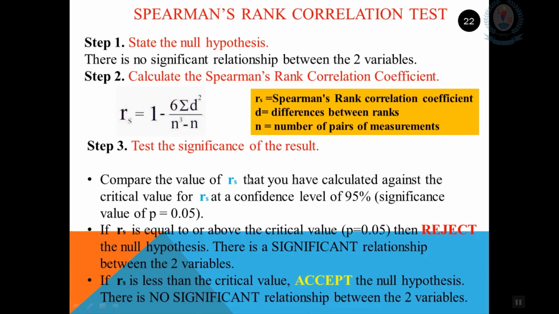So there are a few types of statistical tests that we are going to discuss. The first test type is Spearman's rank correlation test. This is a statistical test used to check whether there is a significant relationship between two sets of data. This test can be used for instances where there are at least 10 pairs of data. As in most statistical tests, the first step in this test is to state the null hypothesis. So the null hypothesis is there is no significant relationship between the two variables that we are considering.